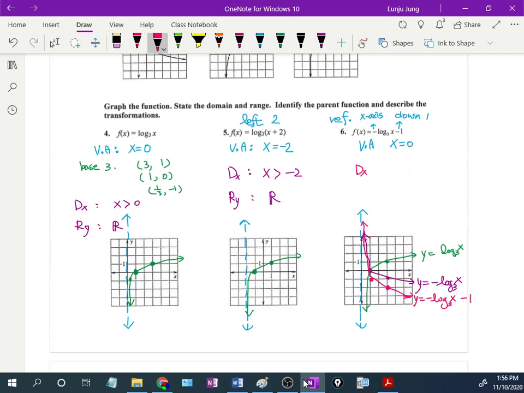What's the domain of this function? Same as the parent function, x is greater than 0, right? What is the range of this function? Same thing, because of the arrowheads at both ends, it goes up and down, so it is all real numbers. So we reviewed how we graph logarithmic functions without a calculator.